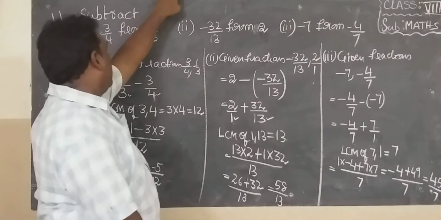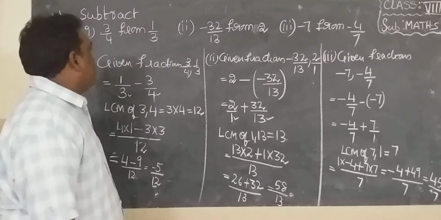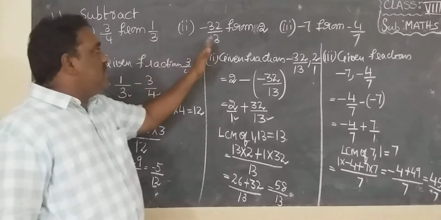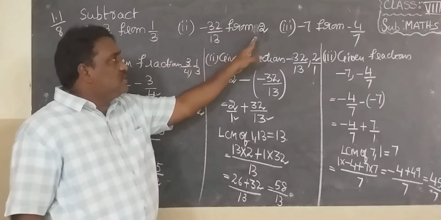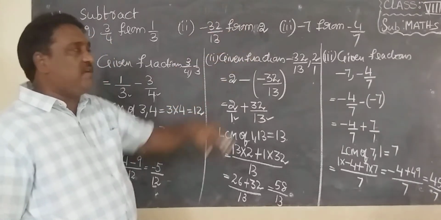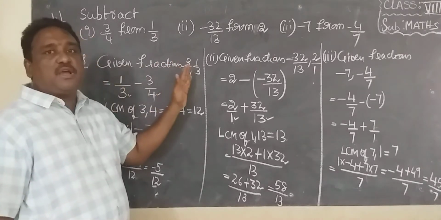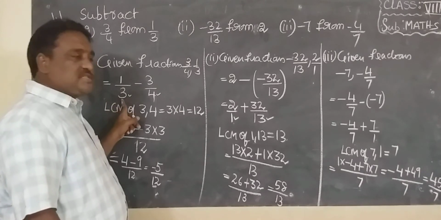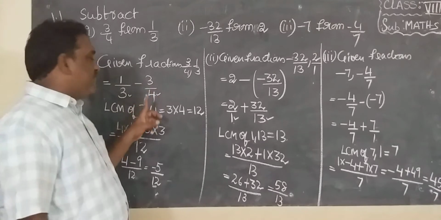See the problem again. Everywhere subtraction. Total 3 problems are there. First one, 3 by 4 from 1 by 3. Second one, minus 32 by 13 from 2. Third one, minus 7 from minus 4 by 7. First one, given fractions 3 by 4 comma 1 by 3. Now write 1 by 3 first, then 3 by 4. So 1 by 3 minus 3 by 4.